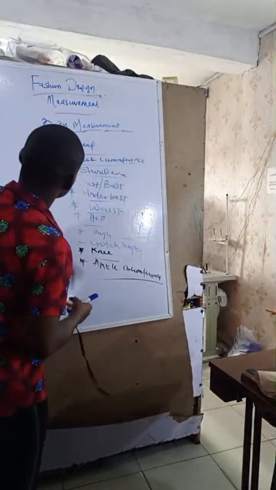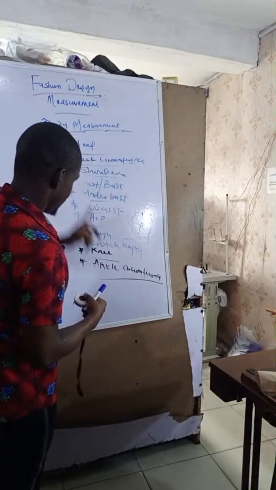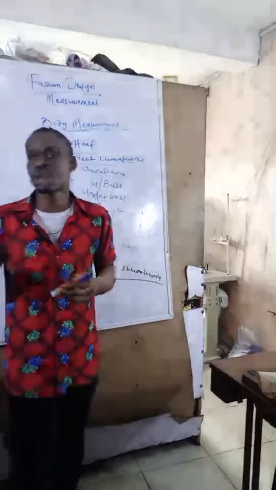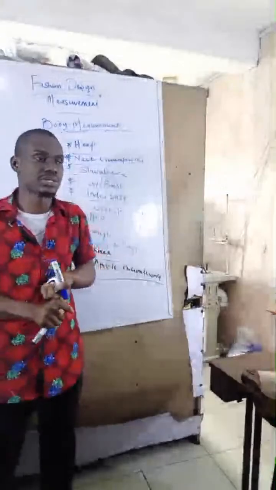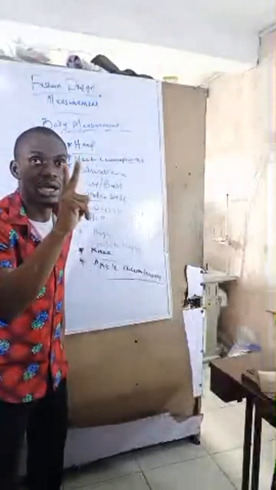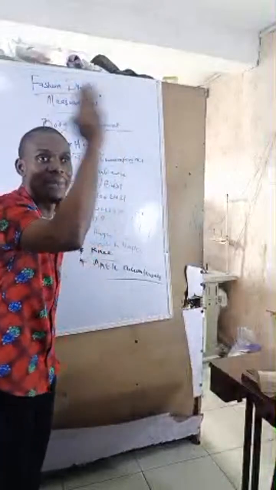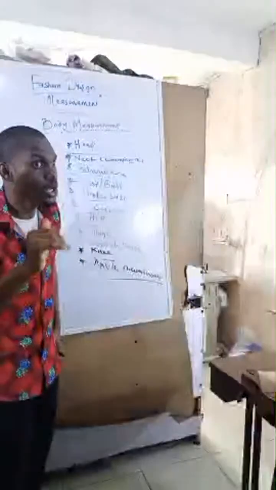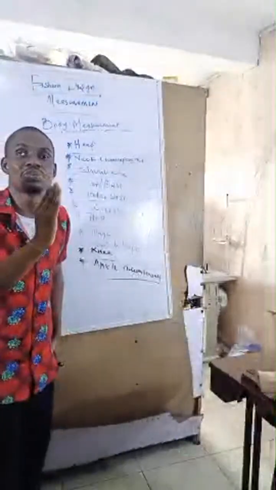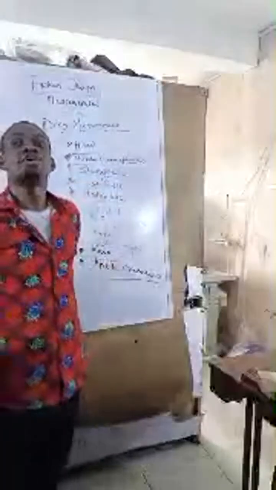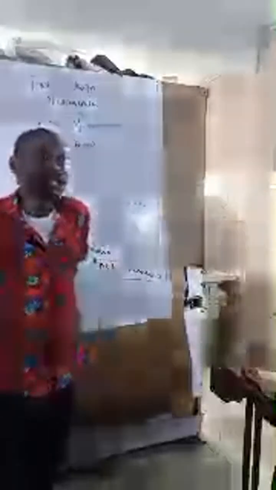So let's continue. What's the next part of the body? Chest or bust. It's very, very important we talk about it. Whenever you are measuring your chest or your bust, please know that there are different kinds of measurement. We have the vertical measurement, the horizontal measurement, and the circumferential measurement. What are the vertical measurements?